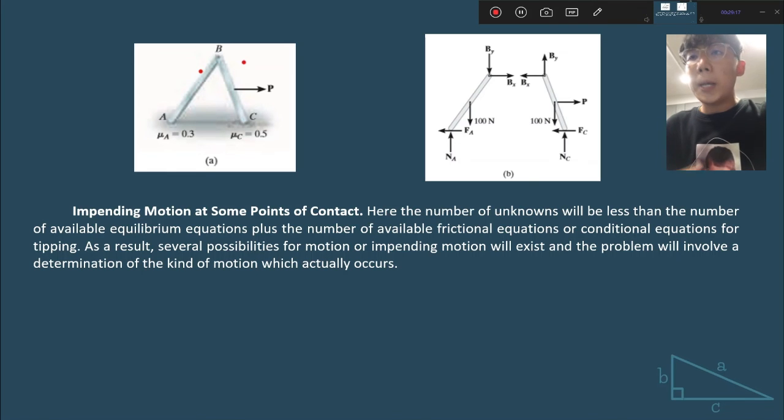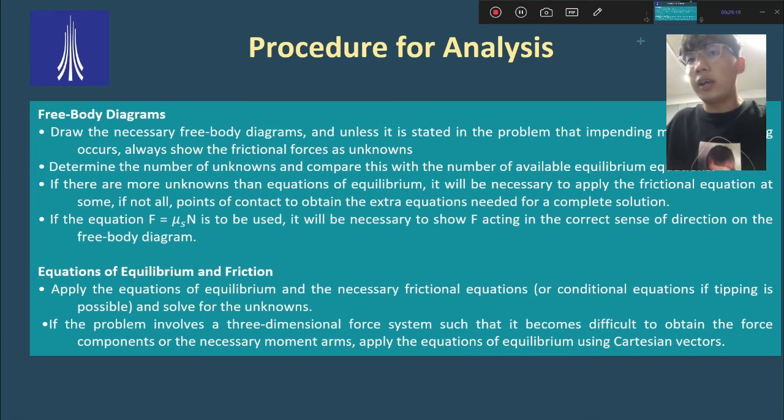So let's look at the procedure for analysis. For the free body diagram, we draw the necessary free body diagram, and unless it is stated in the problem that there is impending motion or slipping, always show the frictional forces as unknown. Then we determine the number of unknowns and compare with the number of equations. If there are more unknowns than equilibrium equations, it will be necessary to apply the Fk formula. If the equation F is equal to µs times N is used, it will be necessary to show that F is acting in the correct sense of direction.